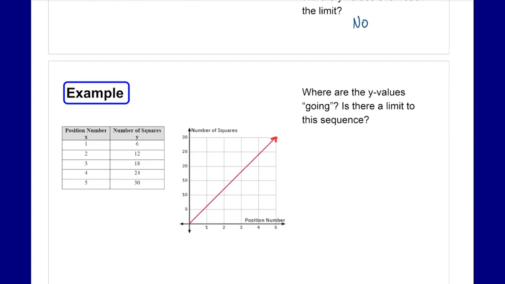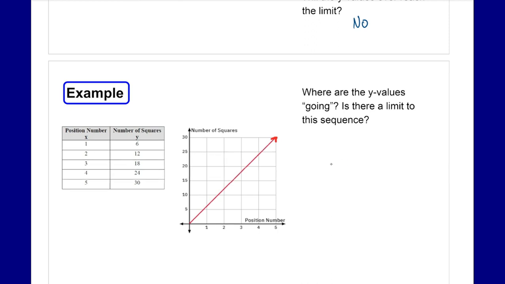Next, we're looking graphically at positions in tiles. If we have a pattern or number of squares, and we're looking at every position number, we see what's happening. In this case, we're adding 6 every time. 6 plus 6 is 12, then plus 6 is 18, and 24, and so on. So graphically, you can see that. Now, where are the y values going? What is the limit? Well, if we keep on adding 6, we're going to get higher and higher and higher and higher. We're going to keep on getting larger.